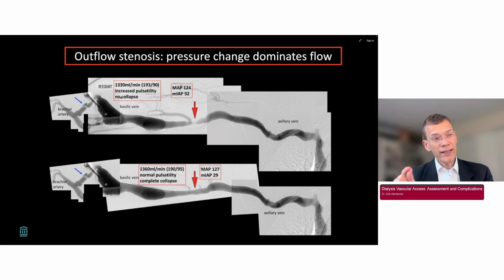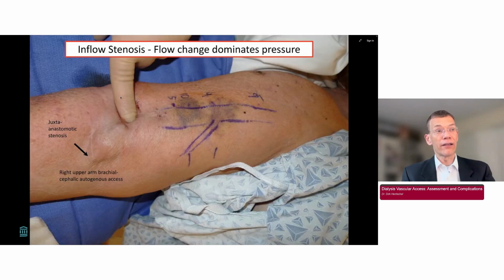So the take-home message here is: you can control flow with an inflow stenosis, and you may do that intentionally, like banding, and intra-access pressure will rise significantly with these recurrent stenoses, and these episodes of long elevated pressure lead to aneurysms.